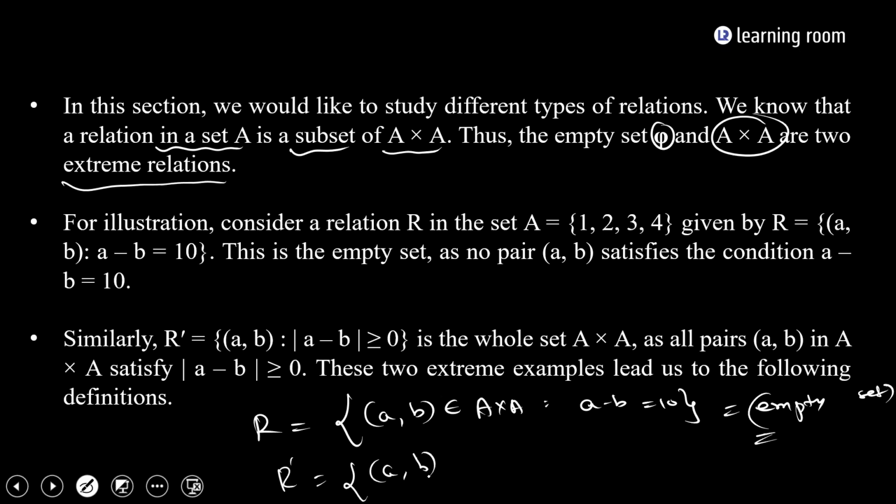Whereas, if I give you another relation, I'm stating it like this. You give me the ordered pairs from the numbers that I gave you, belonging to A cross A, such that the magnitude of A minus B is greater than or equal to 0. Possible? Yes, sir. So greater than or equal to 0, it is possible. So what will happen? This set is going to be the universal set. Every element is possible.